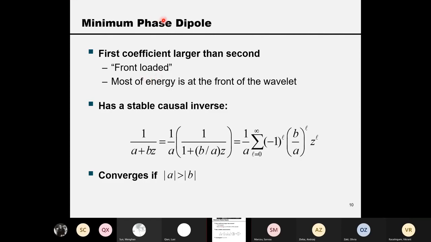Why is this minimum phase filter important? Because this one has a stable causal inverse. Well, let's talk about this. Inverse means your original filter is A plus BZ, or x0 plus x1Z, right? The inverse is 1 over that, 1 over the filter. That's the inverse filter, right?